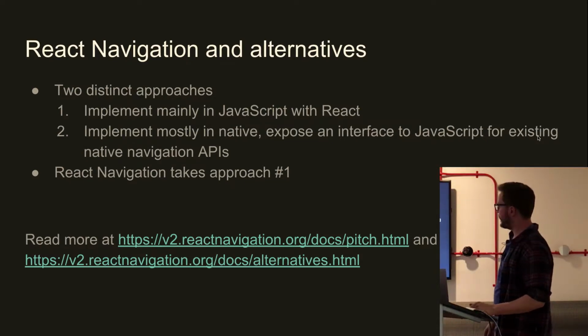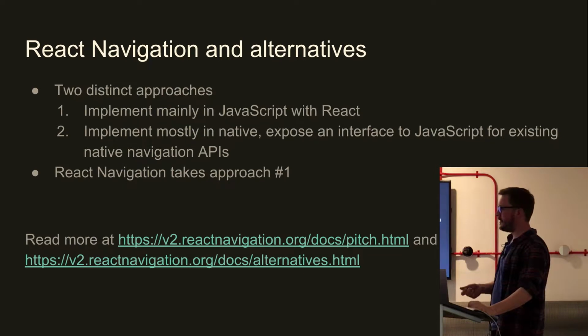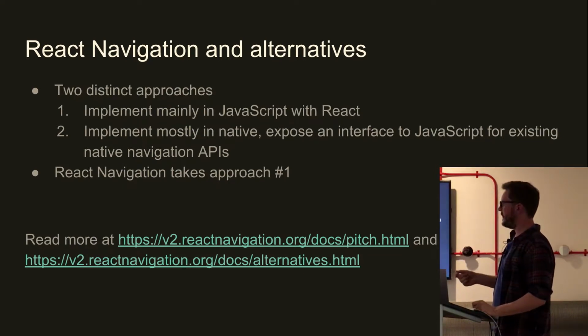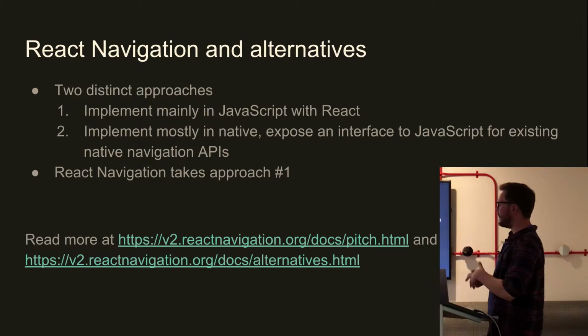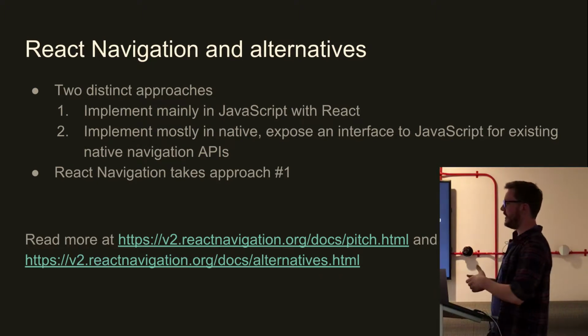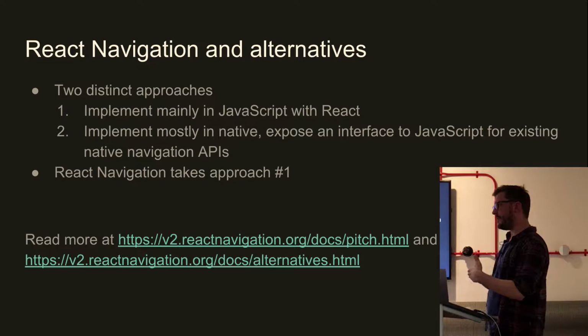So I think it's worth talking about briefly the alternatives as well first. As I mentioned, there are a few libraries that attempt to solve this. And they mostly fit into these two categories. First is they're implemented mainly in JavaScript with React. That is what React Navigation does. And the second is they're implemented mostly in native, and we simply expose an interface to JavaScript that wraps those APIs in a way that tries to flatten over the differences as much as possible.